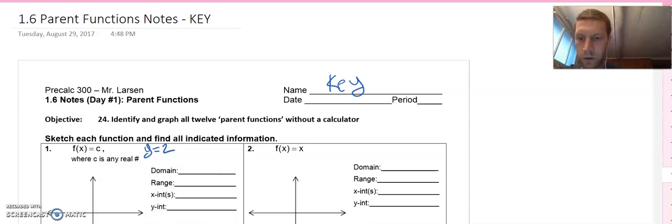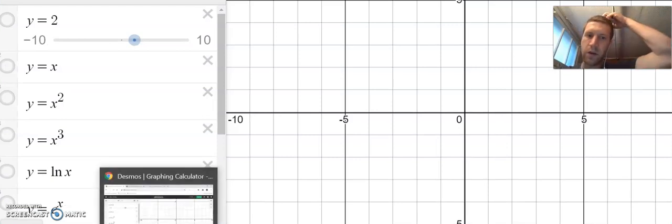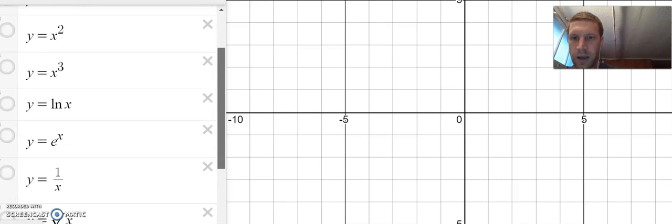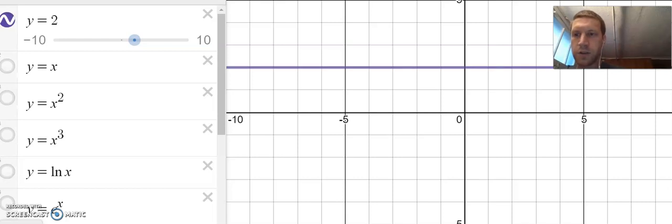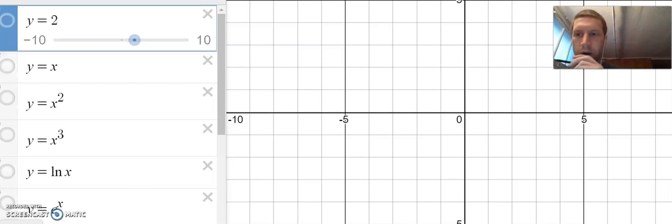So I have all these graphs on Desmos. There's 12 equations that I've plugged in. If you're not familiar with Desmos, it's just desmos.com, and you can do the graphing calculator. And then just by clicking this circle in front, you can choose whether to show those graphs or not. So we can toggle them on and off.